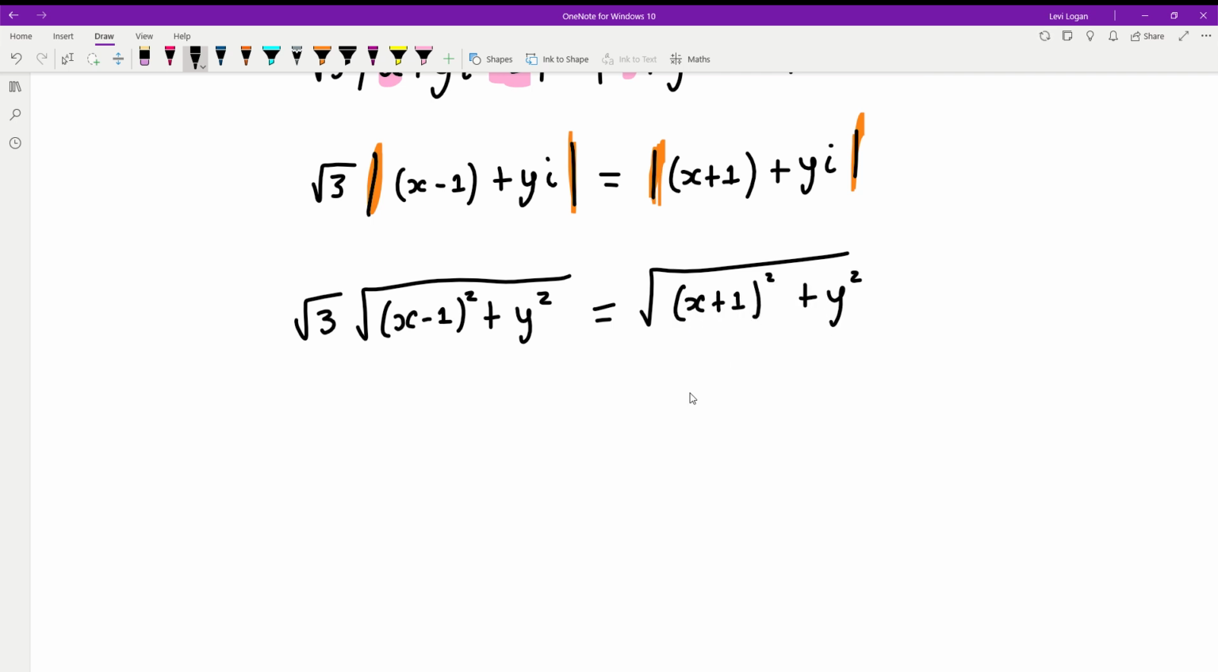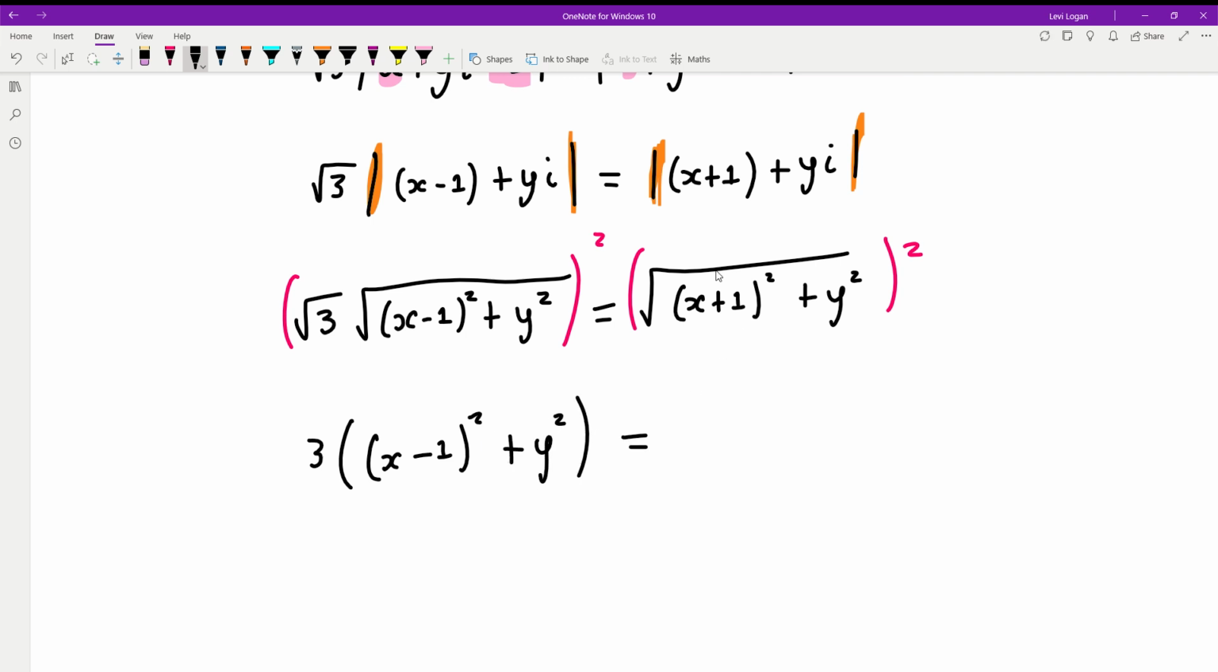Now what we can do next is, because there's a multiplication here, square this entire side and square this entire side to get rid of that square root. Then we have this 3, so this 3 can multiply by this stuff here, and this side would just be x plus 1 squared plus y squared.